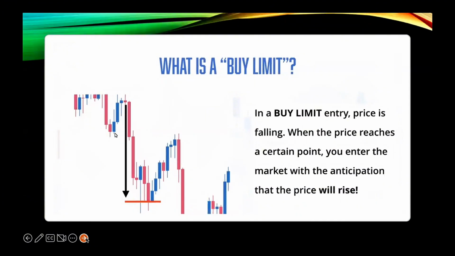All right, and we have a buy limit. A buy limit is when price is falling. When the price reaches a certain point, you enter the market with the anticipation that price will rise. So again, this is really good to pair with reversal candlesticks. As you guys know, we do study reversal candlesticks, and these are really good to use when you can identify places where price is reversing, and it's showing that the sellers are getting exhausted and price is about to rise. So this is really great to use and really great to understand.